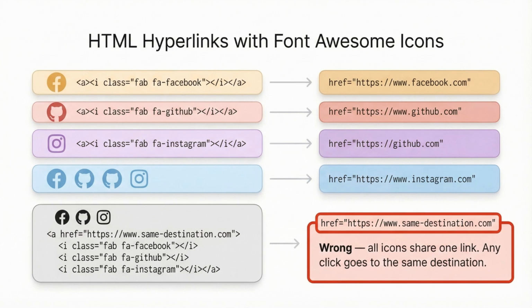When you nest multiple icons inside a single anchor tag, you only have one href, which means clicking any icon, Facebook, GitHub, or Instagram, sends the user to the exact same place. Always wrap each icon in its own anchor tag, so each one can have a unique destination.